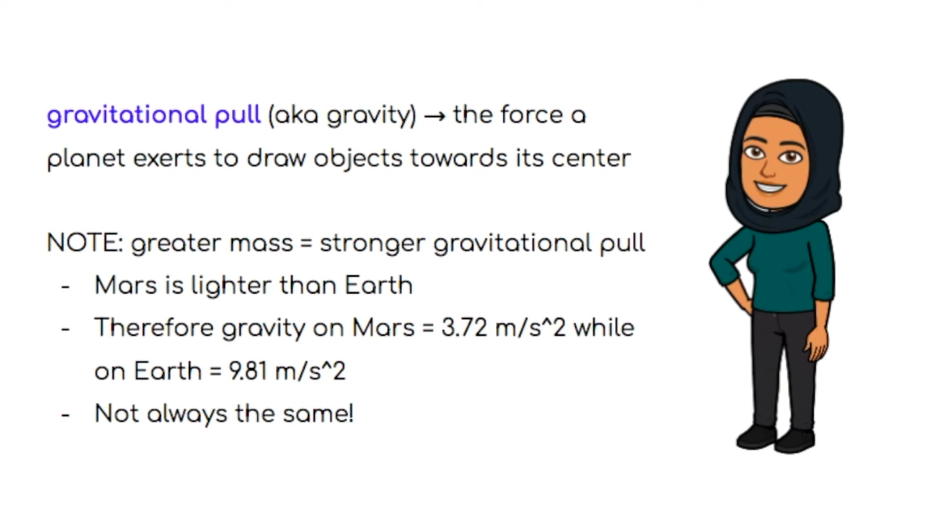Like any other planet, Mars exhibits its own gravitational pull, which is the force that a planet will exert to draw objects towards its center. Any object with mass will exhibit gravitational pull. Note that objects with a greater mass have a stronger gravitational pull. Since Mars has a lower mass than Earth, its gravity is 3.72 meters per second squared, while Earth's is equal to 9.81 meters per second squared. However, this value can vary depending on which part of Mars you are looking at. In turn, this can affect the entry of objects into Mars' atmosphere.